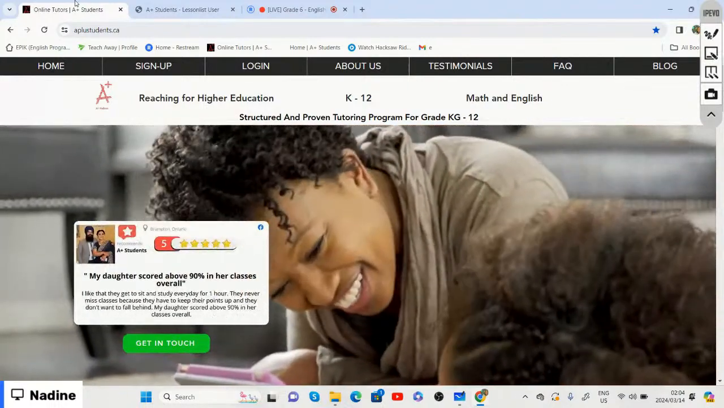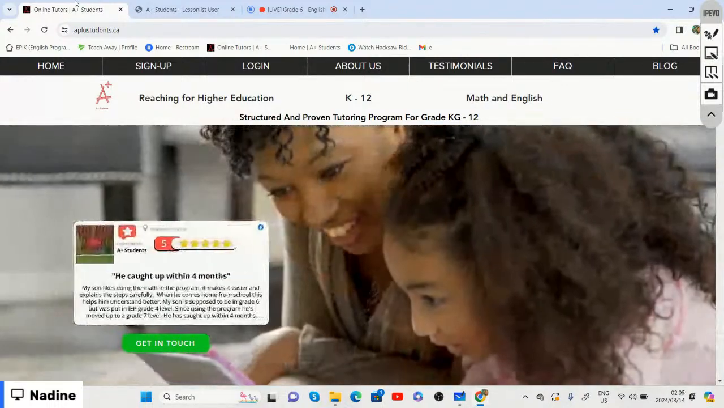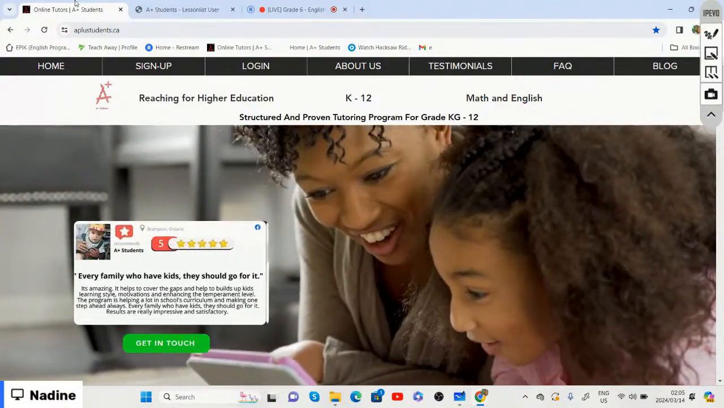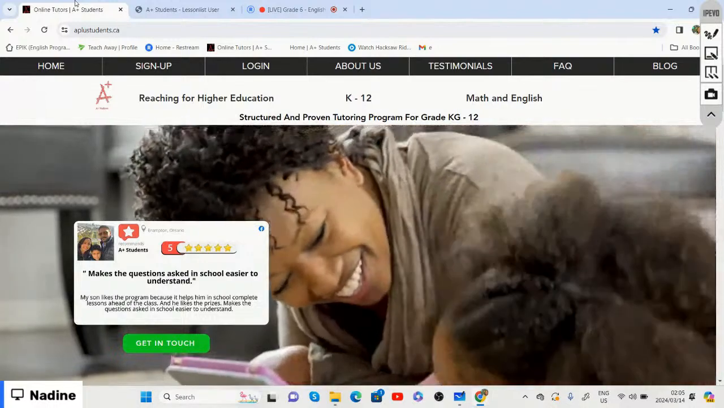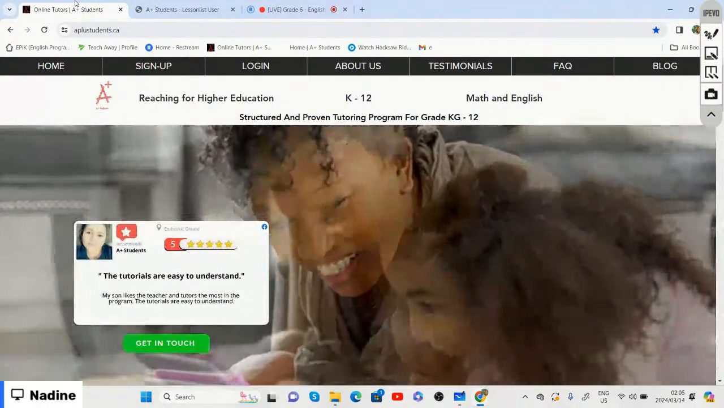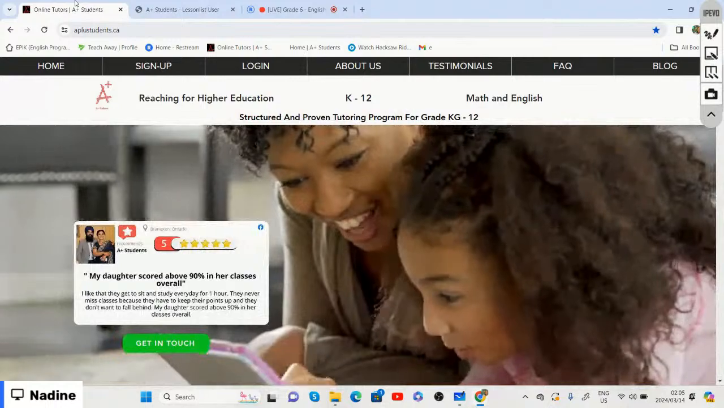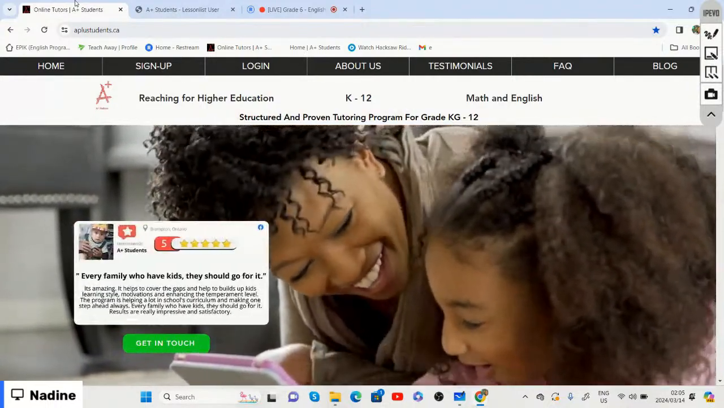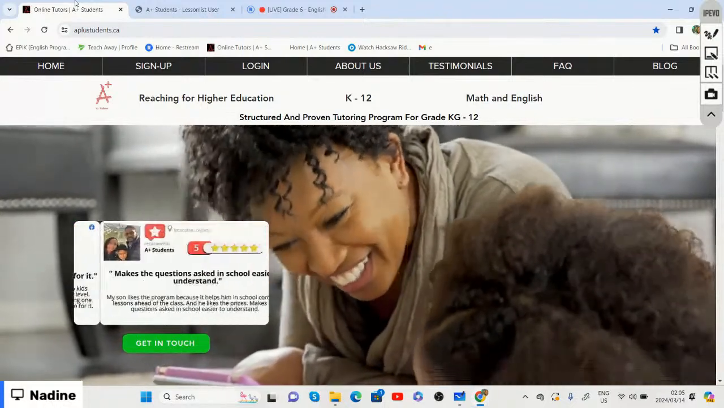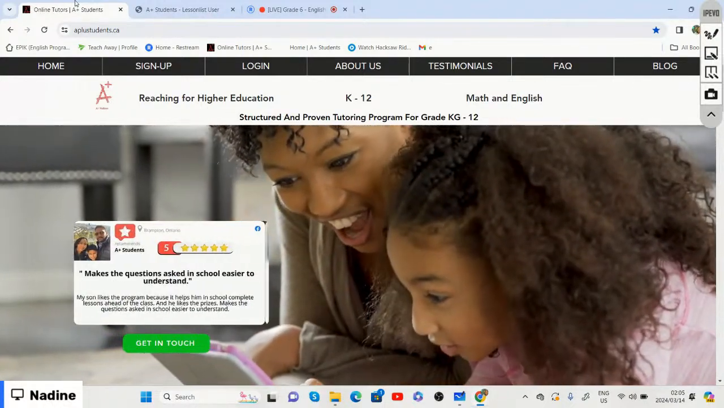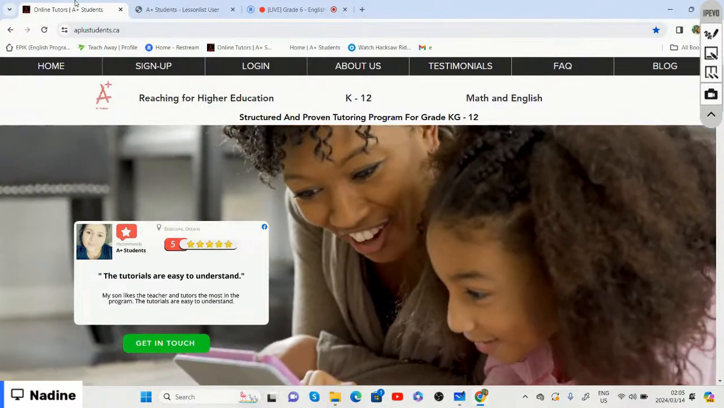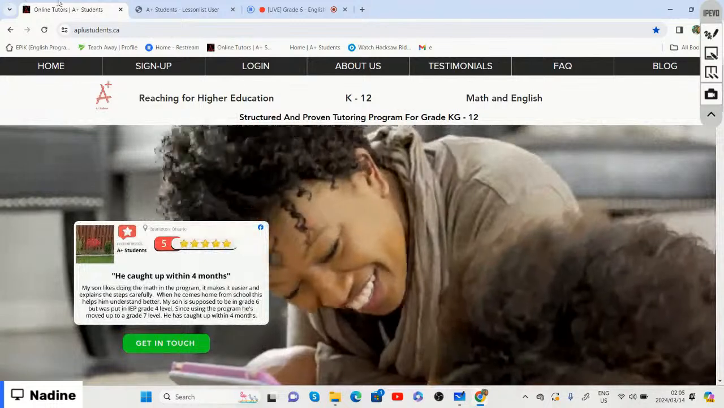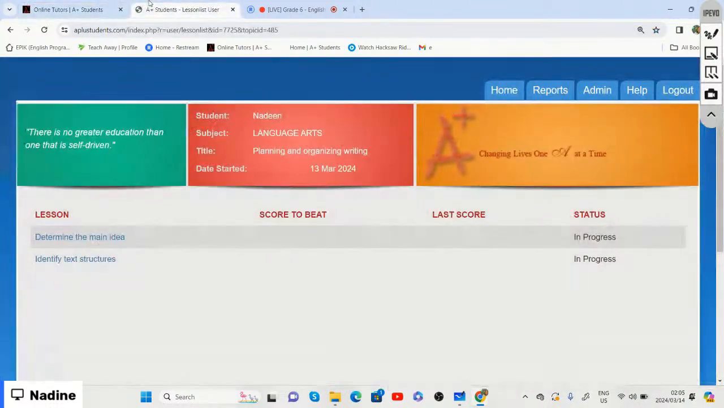Once we've logged on to aplusstudents.ca with our username, as well as our password, we're going to select the subject of language arts, grade 6. And then we're going to scroll down until we get to the chapter of planning and organizing writing.